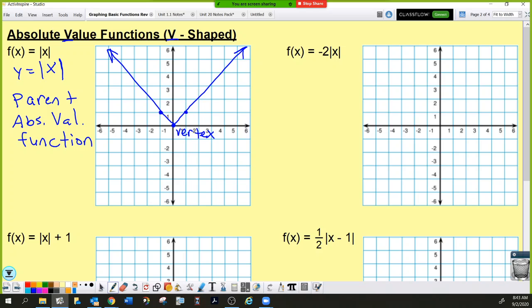Parent straight line goes through 0, 0 and 1, 1. Parent absolute value goes through 0, 0 and 1, 1. But then we just bounce it over, we just reflect it over the y-axis, connect our dots.